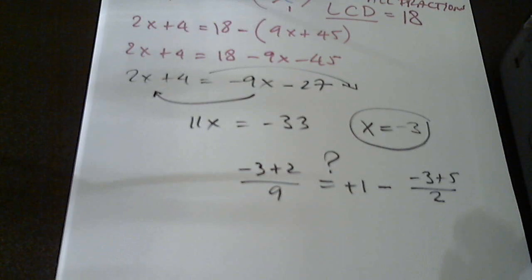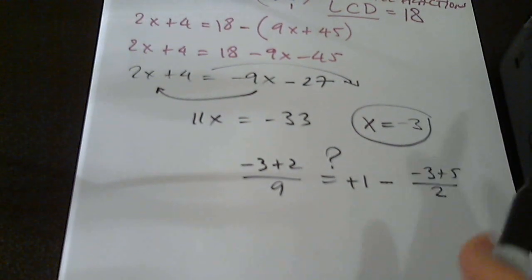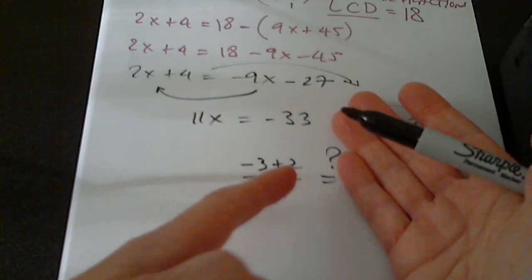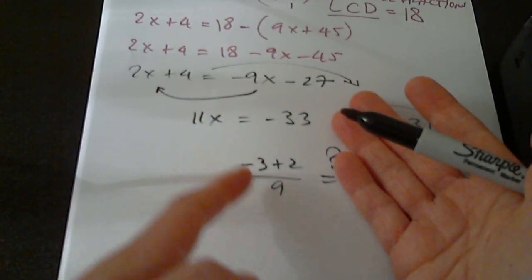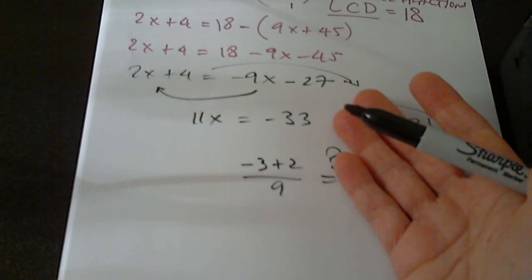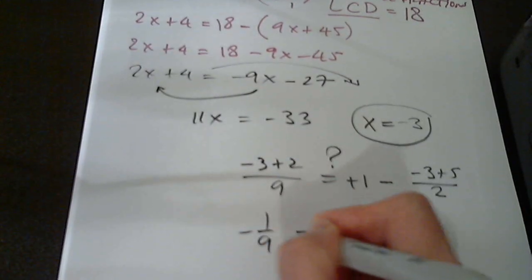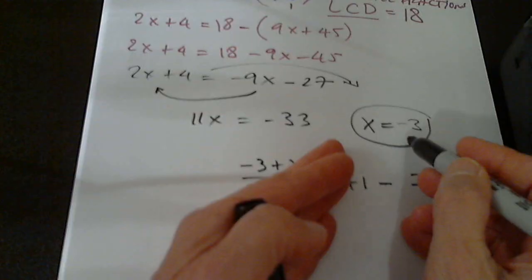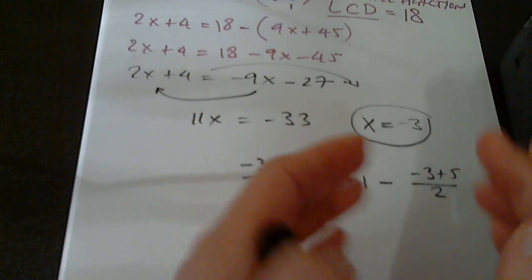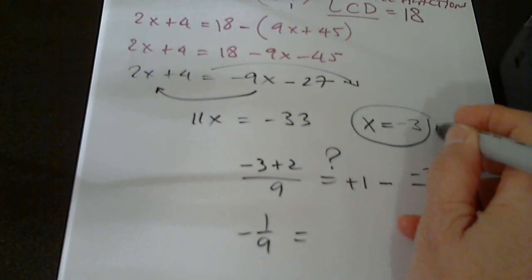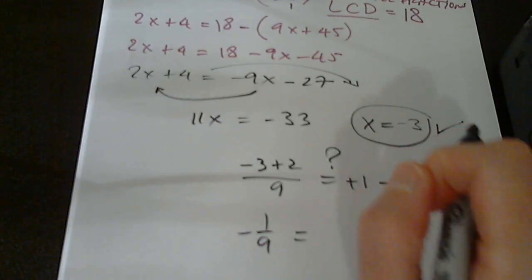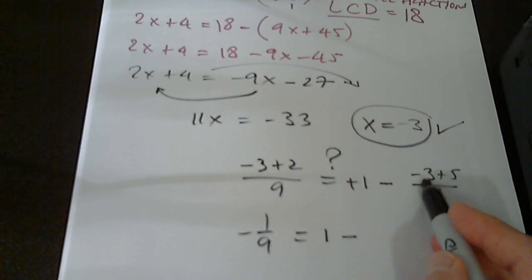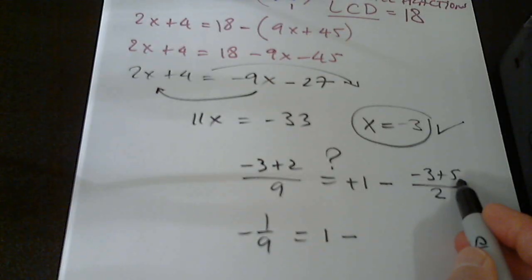I don't need anybody to tell me whether it's true or false. So negative 3 plus 2 is, do not simplify, that's not allowed. Negative 3 plus 2 is negative 1, so the left-hand side is negative 1/9. If the other side is not negative 1/9, this is wrong. If the other side is also negative 1/9, then I'll say yes. Okay, so I have 1 minus negative 3 plus 5.